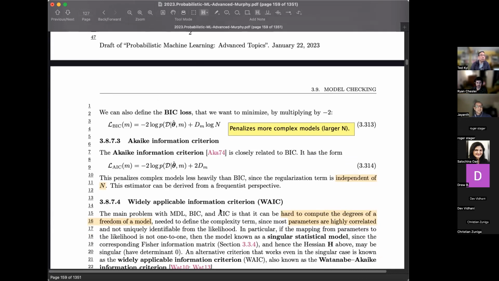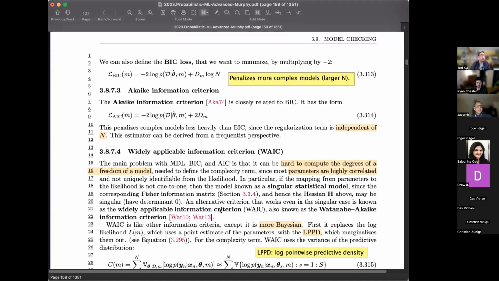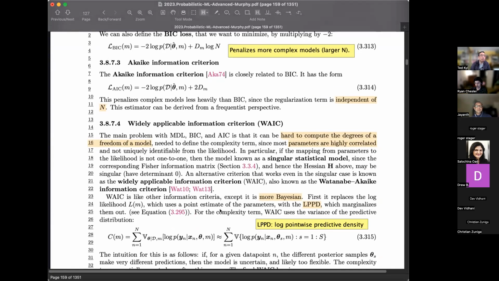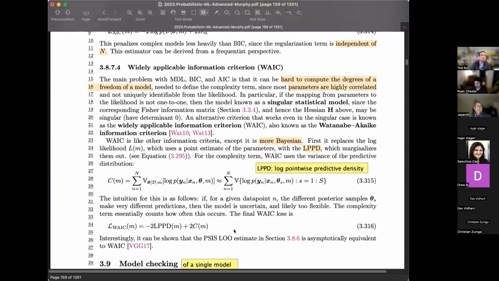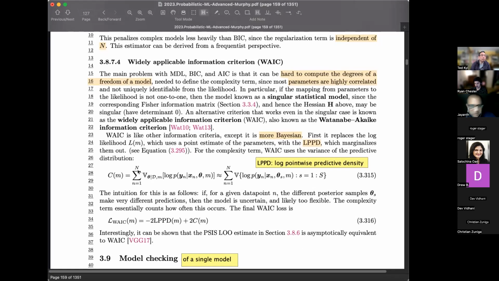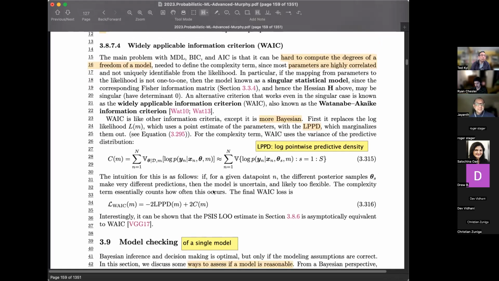There's one more actually, WAIC, which uses the C of M term. I don't know if I quite followed everything here.